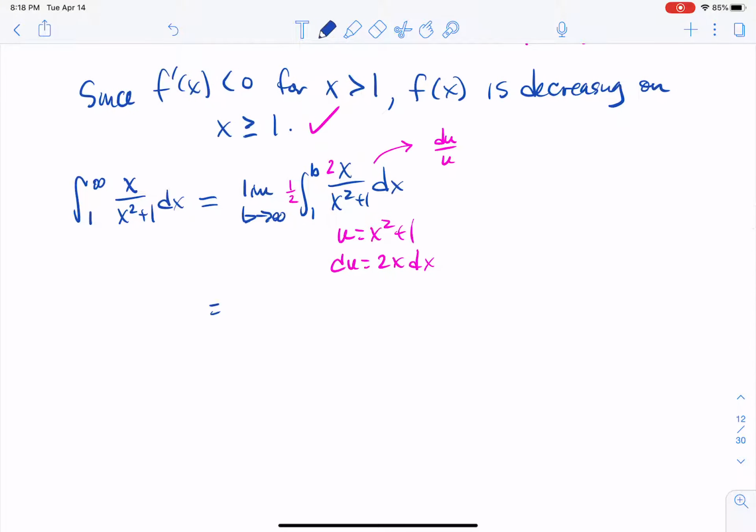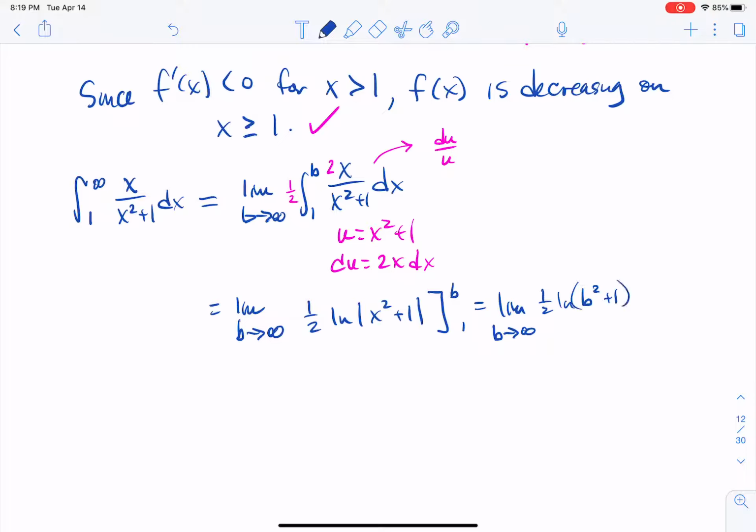All right, so this is equal to the limit as b goes to infinity of 1/2 the natural log of the absolute value of x squared plus 1. And then we'll evaluate that from 1 to b, of course. Limit b goes to infinity of 1/2 the natural log. B is always a positive number, so it doesn't even matter. I can get rid of the absolute value here. So b squared plus 1, minus 1/2 the natural log of, I stick in 1. 1 squared is 1, plus 1 more is 2. Not that it really matters, as you'll see.